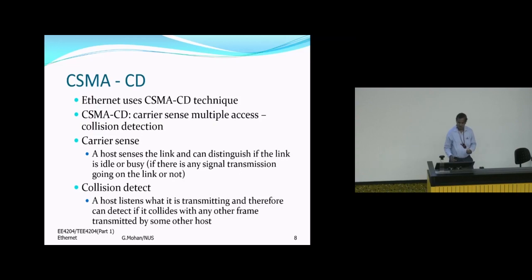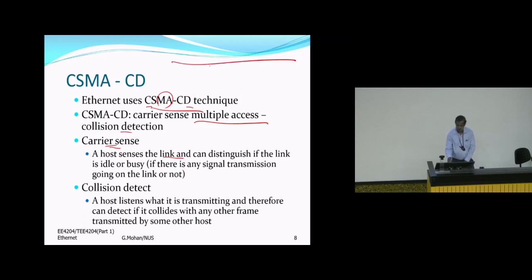We say that Ethernet uses CSMA/CD, where CS stands for carrier sense, MA stands for multiple access, and CD stands for collision detection. I don't need to tell why it's called multiple access: multiple systems are trying to access it. It's a shared medium. But we have not yet defined what CS is. Carrier sense means a host, that means a computer, has an adapter. It continuously senses the medium, and it can see whether there is any ongoing transmission or not. That is, it can distinguish if the link is free or not.